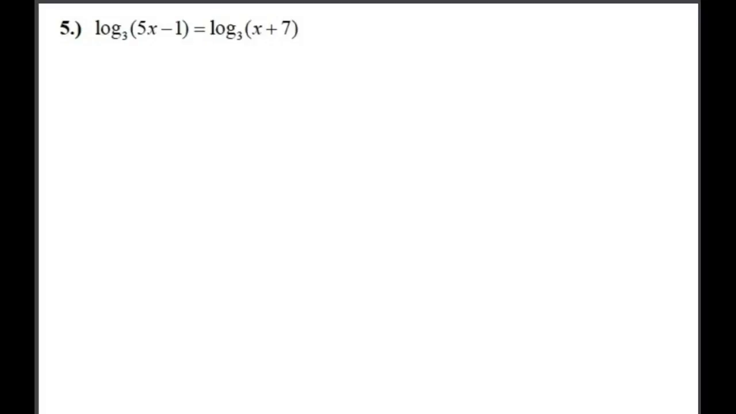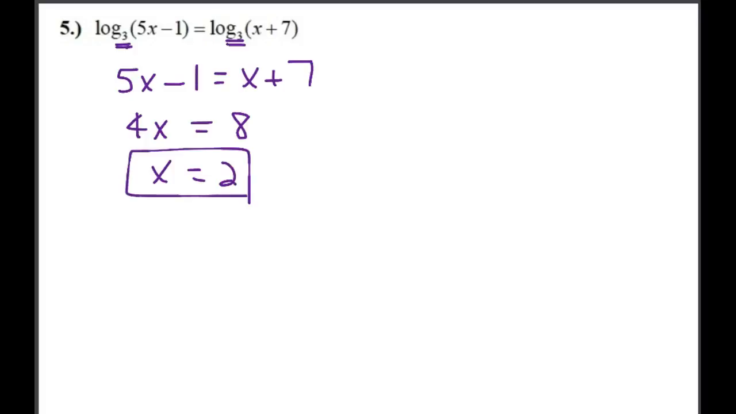For number 5, this one's a little bit different. This one you have just a single log on the left and a single log on the right, and they both have the same base. Since they both have the same base, the things that you're taking the logs of are equal to each other. So 5x minus 1 equals x plus 7. And then you're going to solve for x. If I subtract x from both sides, I'll get 4x. If I add 1 to both sides, I'll get 8. So x is 2.